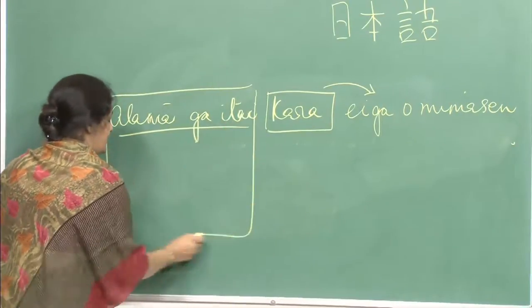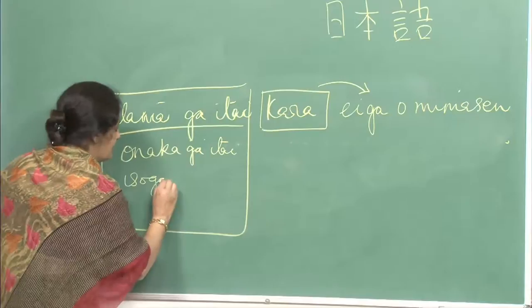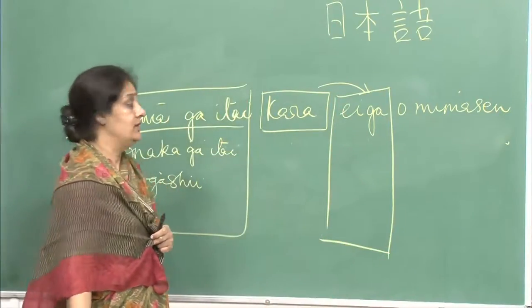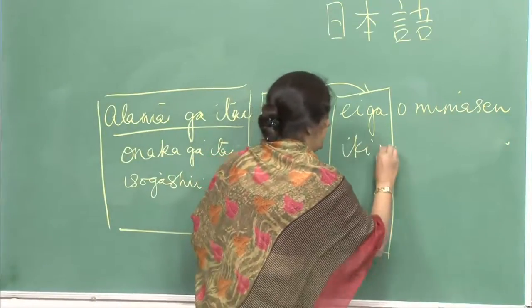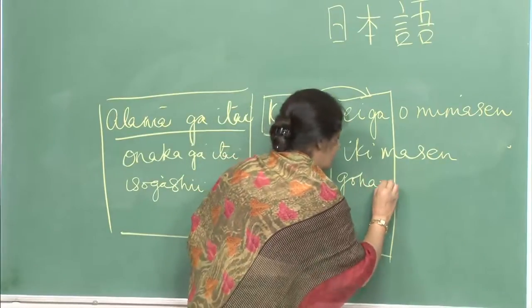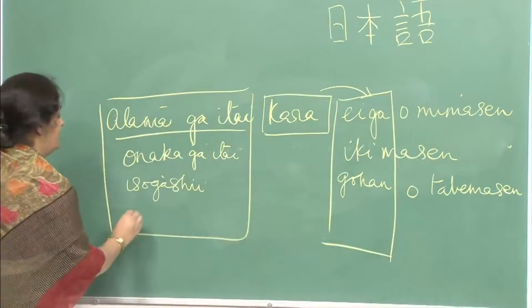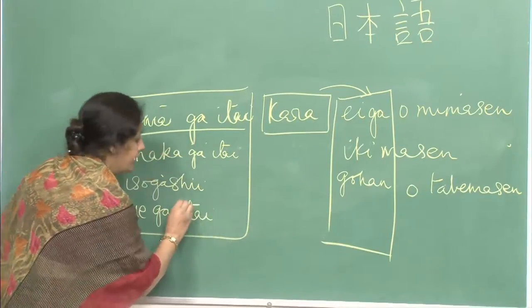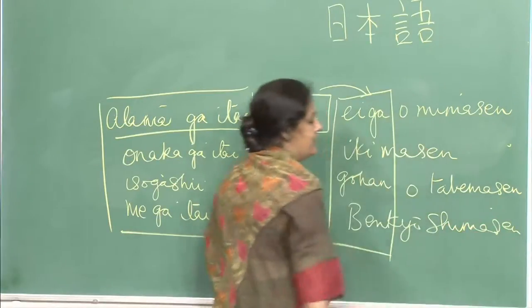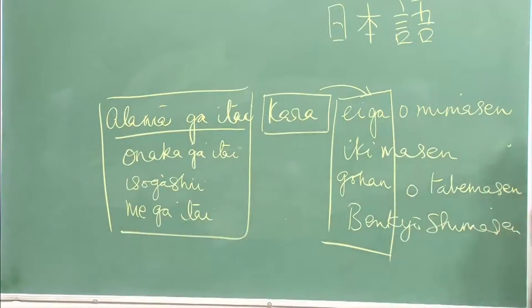You can change this as is given in the slide. Onaka ga itai, isogashii kara eiga o mimasen. You can also change this over here. Atama ga itai kara ikimasen. Onaka ga itai kara gohan o tabemasen. Me ga itai kara benkyō shimasen. So, you can give any reason like this for not performing a certain activity, and you can also change this as you want. Now, practice this with your partner.